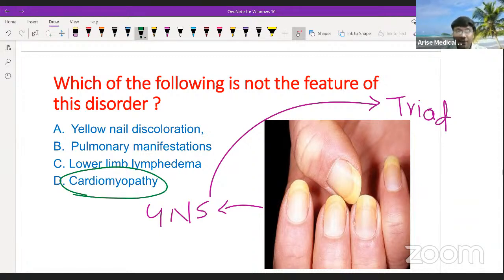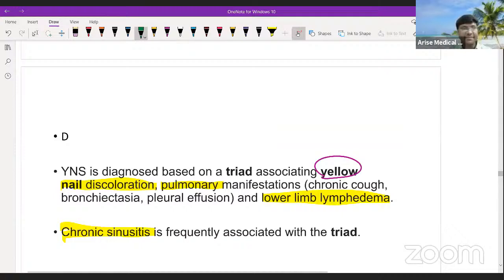Next, take the yellow nail discoloration. How can you see that this yellow nail discoloration will disappear? It can disappear whenever you supplement the individual with vitamin E. Vitamin E has to be supplemented. Whenever you give vitamin E, the yellow nail discoloration will disappear.